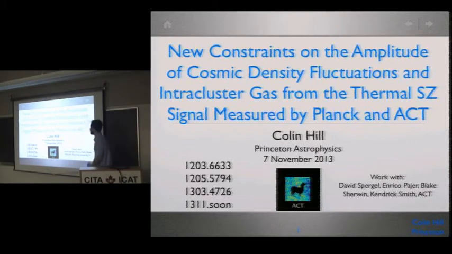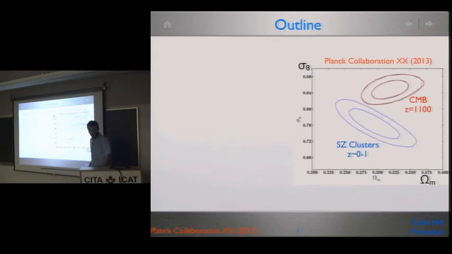All right, so yeah, it's nice to be up here visiting. I'm going to talk about work I've been doing with the Planck data since it came out, and then also a bit at the end with some data from ACT, the Atacama Cosmology Telescope, looking at constraints on the amplitude of fluctuations and the physics of intracluster gas. This is work, some with the ACT collaboration, mostly with David, and then some with Enrico Pierpaoli, Blake Sherwin, and Kendrick Smith.